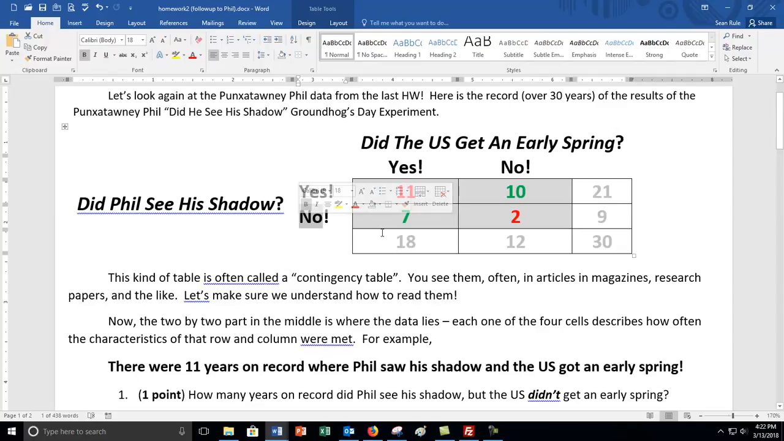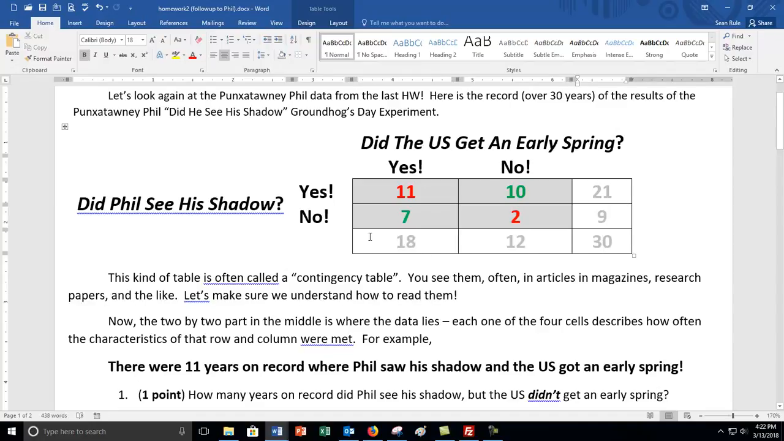How about the no? Well, that means he didn't see his shadow 7 times here, or 2 times here, which means he failed to see his shadow 9 times. So he saw his shadow 21 times, he didn't see his shadow 9 times. And maybe you figured it out, but that 30 down there is the sum of these two together. And it's also the sum of these two together, 18 plus 12.